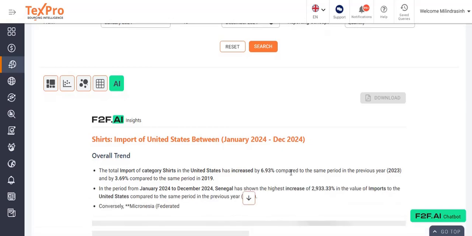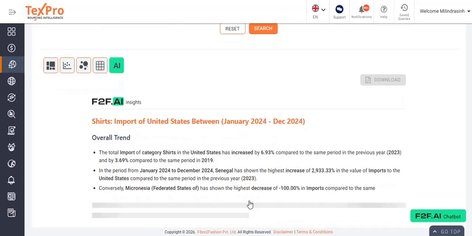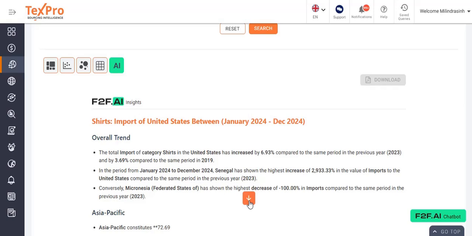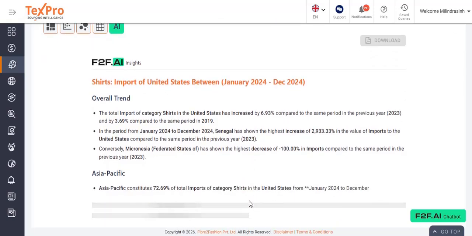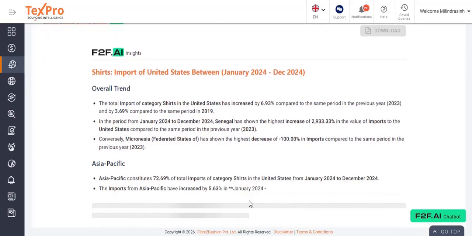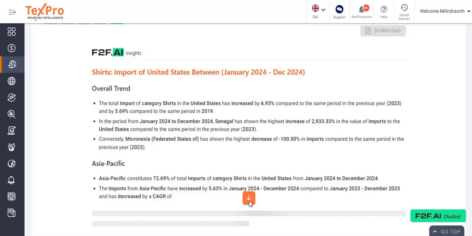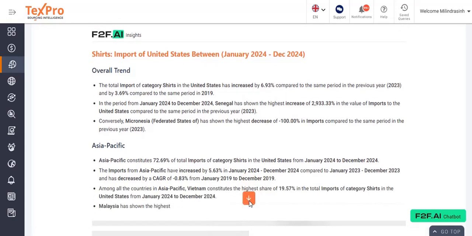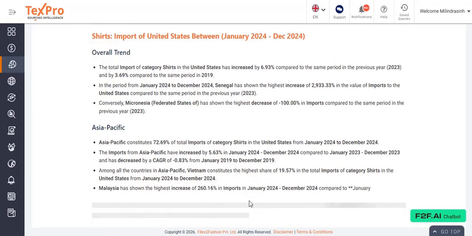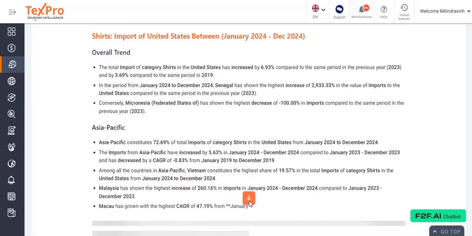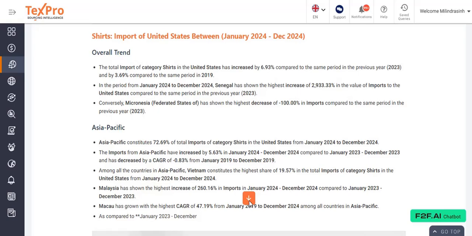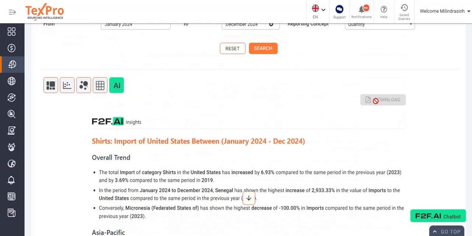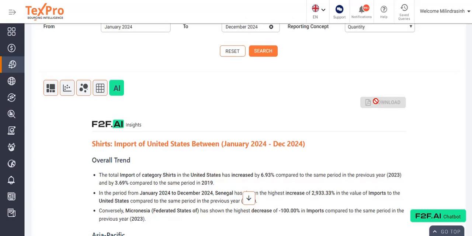So this is now popping up the results. You have the overall trend, then you have regional trends and so on and so forth. It will give us all the regional trends and highlight the key dynamics and key outcomes in each of these regions and the overall trends. One can also download this summary as a PDF file and use it for their internal reporting and presentations.